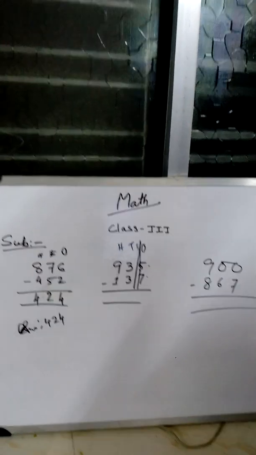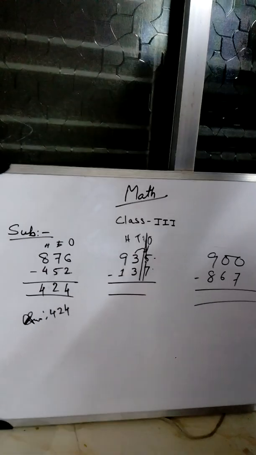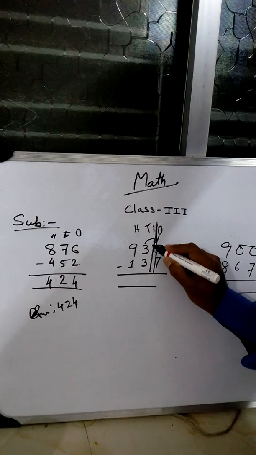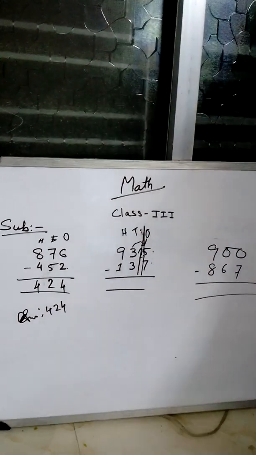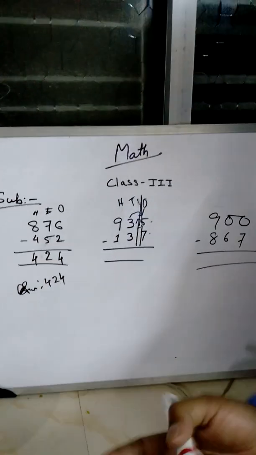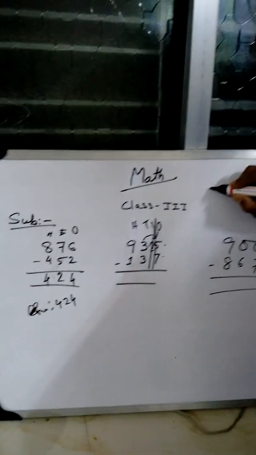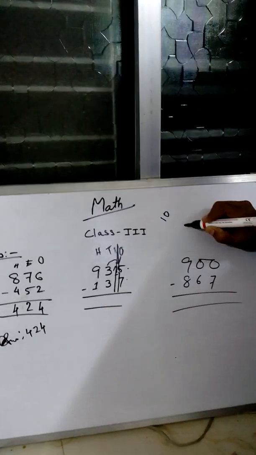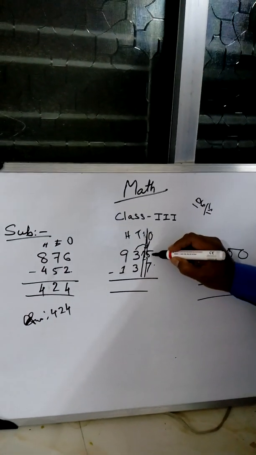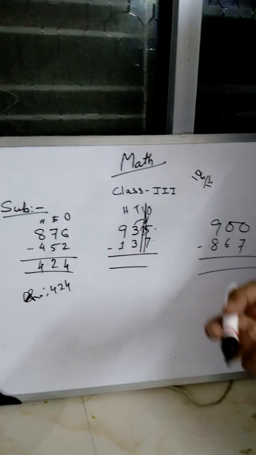So what do we have to do? We have to borrow a 1 from the tens room, which will become 10 in the ones digit. When we are bringing 1 from the tens digit, it becomes 10 in the ones digit. We had 5, so it becomes 15.